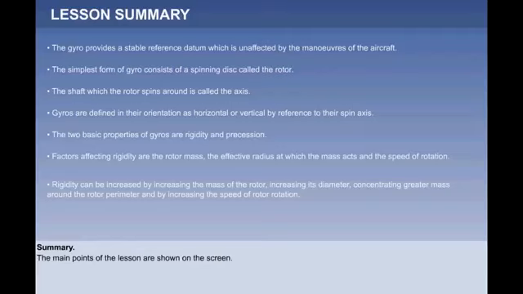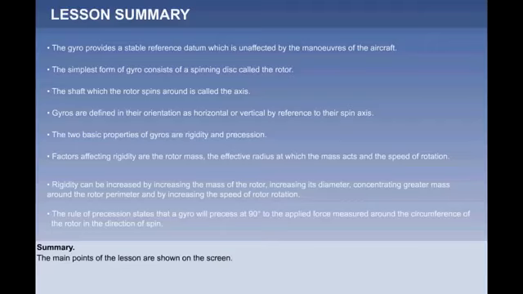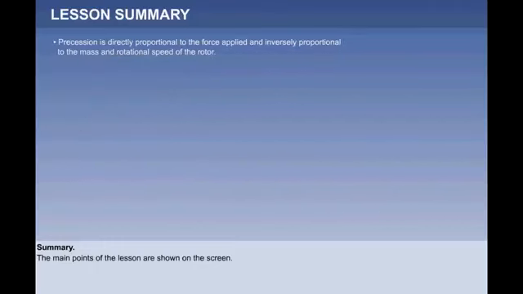The rule of precession states that a gyro will precess at 90 degrees to the applied force, measured around the circumference of the rotor in the direction of spin. Precession is directly proportional to the force applied and inversely proportional to the mass and rotational speed of the rotor. If a gyro has a lot of rigidity, it will not precess very much. If it precesses a lot, it cannot be very rigid.